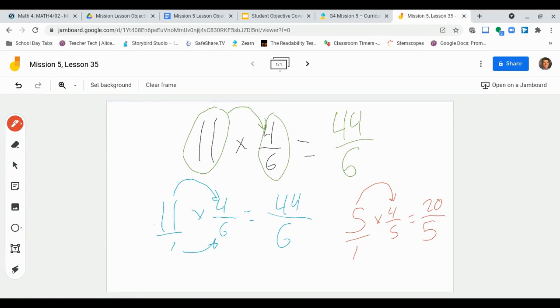So again, whole number times a fraction, multiply the whole number times the numerator, leave the denominator the same. Bingo, bango, you are donezo.